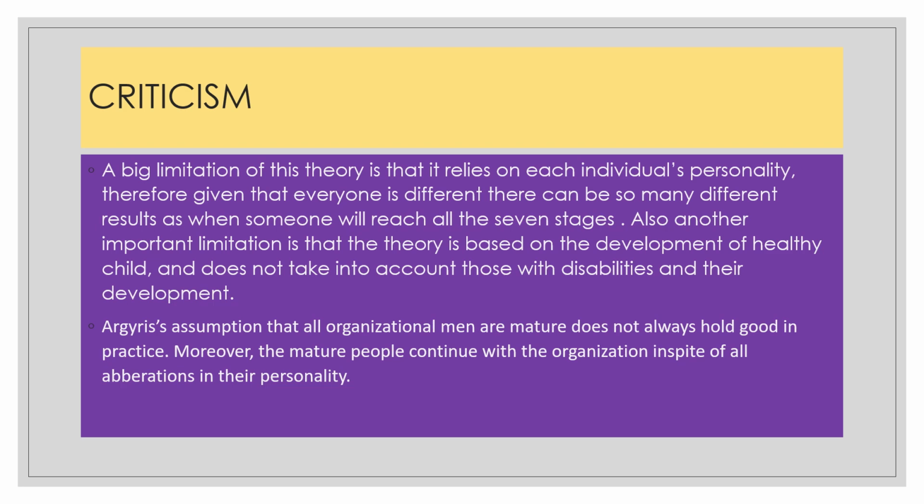As you know, whenever there is a theory, there is always a criticism. A big limitation of this theory is that it relies on each individual's personality. Therefore, given that everyone is different, there can be so many different results as to when someone will reach all the seven stages. Also, another important limitation is that the theory is based on the development of a healthy child and does not take into account those with disabilities and their development.